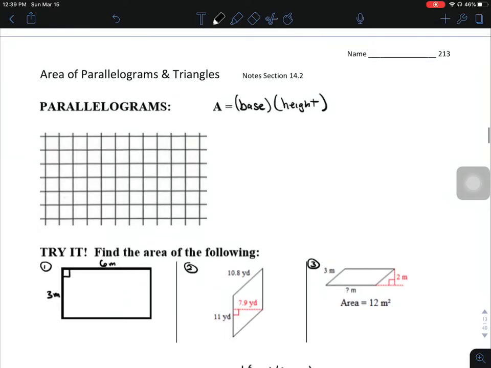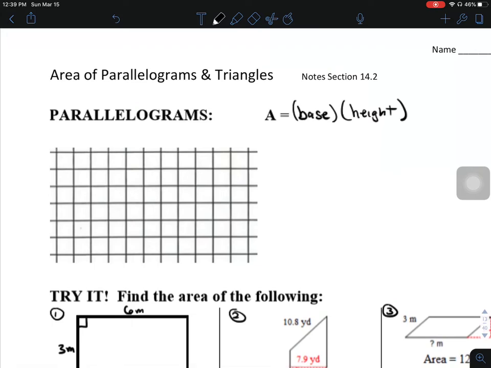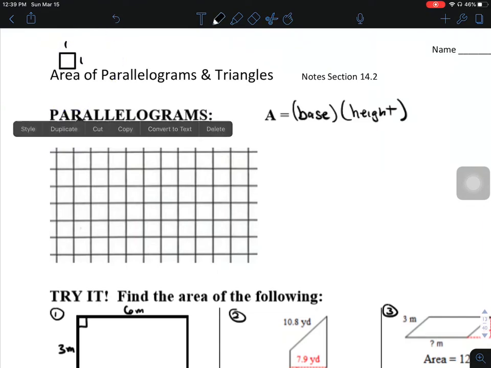This is Honors Geometry, section 14.2, notes, trying to find area of parallelograms and triangles. First of all, what does area mean? Area means how many squares that are 1 unit by 1 unit we can fit inside of an object. That's what area means. So I think that we all know how to find the area of a rectangle.